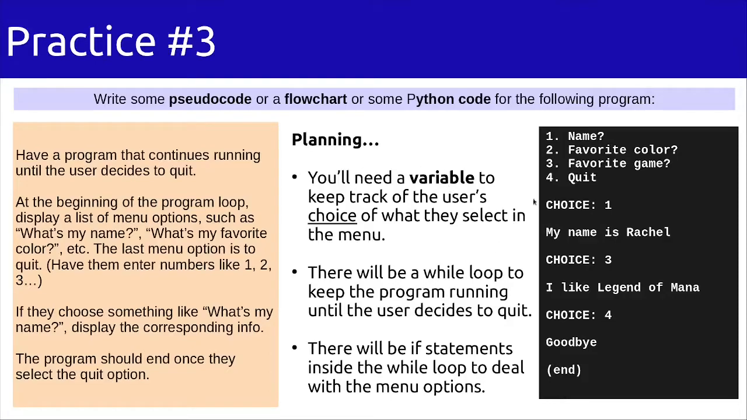So we'll need a variable to keep track of the user choice. We'll need a loop that will continue running until the user decides to quit. And we'll need if statements inside of the while loop to handle this part, displaying name or favorite color or favorite game. Go ahead and pause, and I'll go through the solution in a moment.